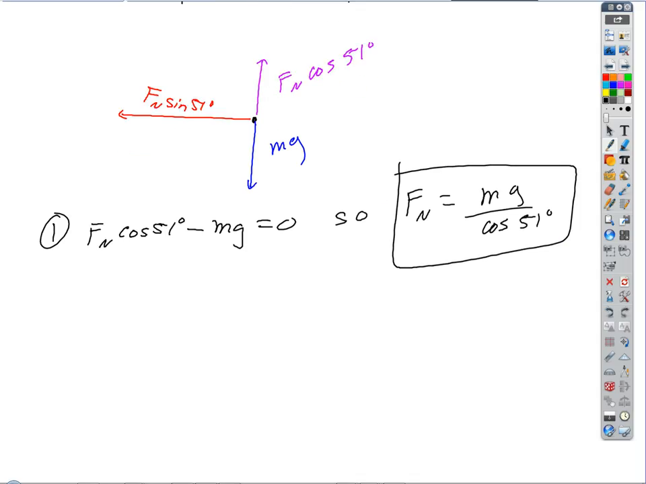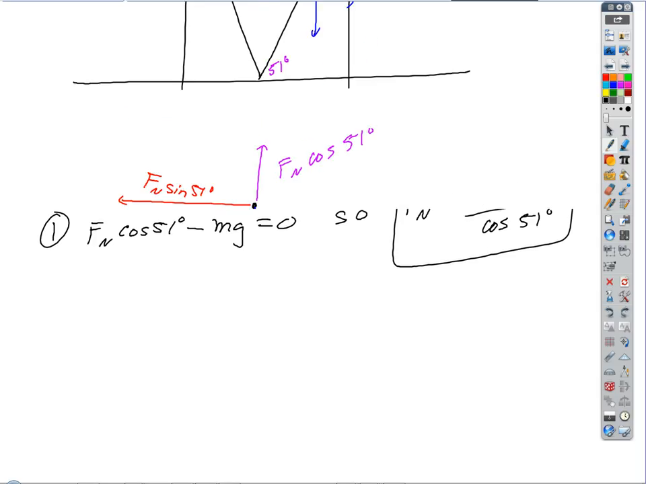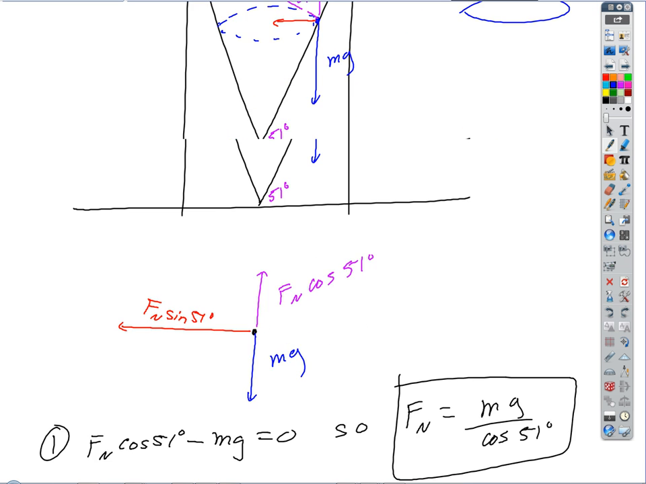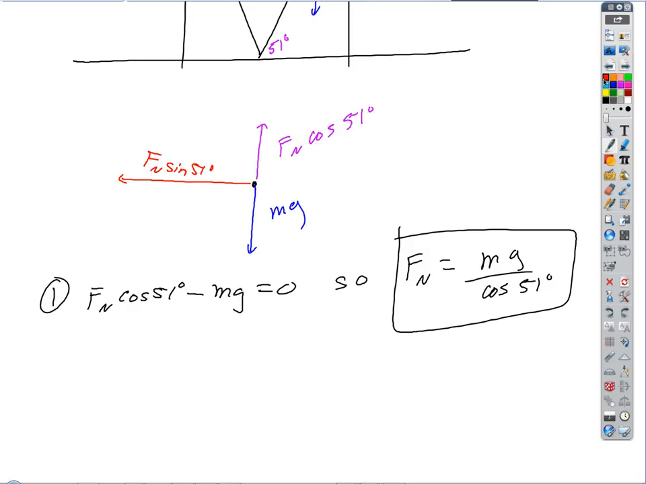Okay, what's my centripetal component? This is the one that's pointing towards the center of this circle, because here's the circular path that this puck is taking, right? So that's the one that keeps it pushing towards the center, keeps it going in a circle. That's the centripetal force, right? So that's going to be Fn, so normal force sine 51, is equal to ma by Newton's second law. But the acceleration is centripetal acceleration, right?